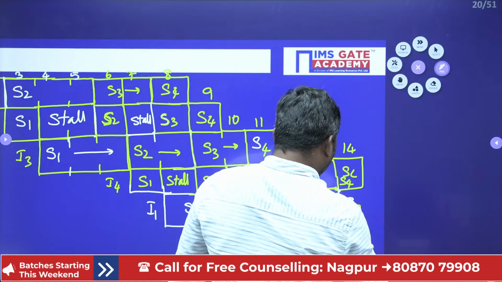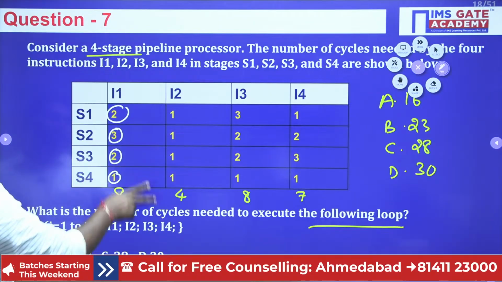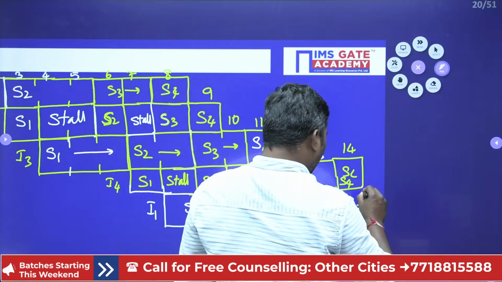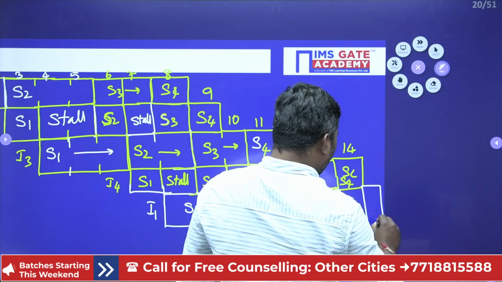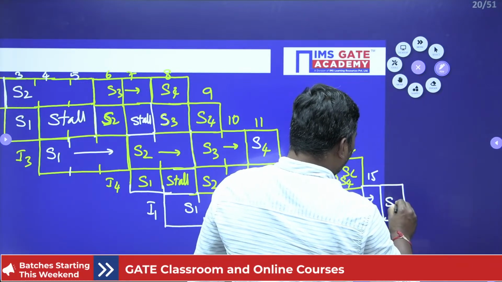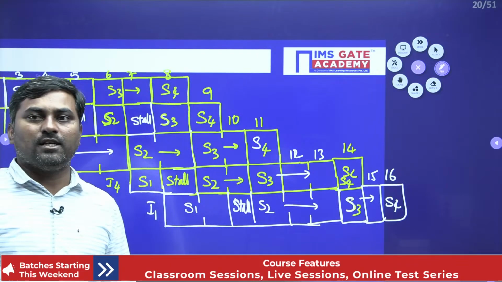How many clock cycles does S3 require? S3 requires 2 clock cycles. So now see, 2 clocks, this is 1, this is 2. At 15, S4 requires 1 clock cycle. At 16 it will complete. Yes or no?